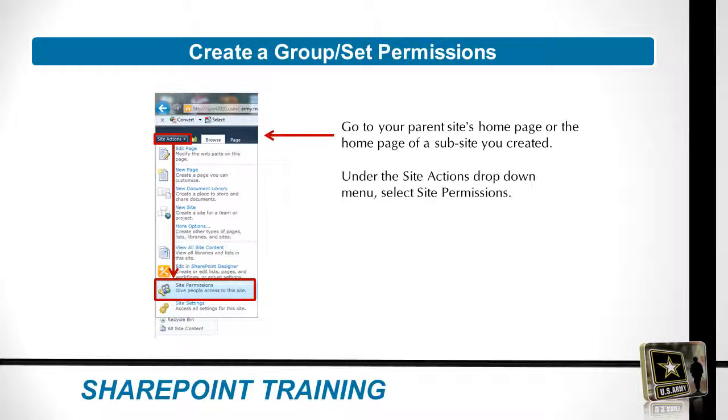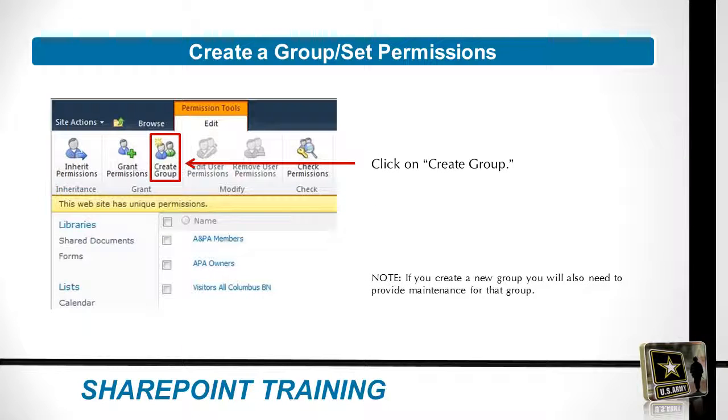Go to your site homepage or the homepage of a subsite you created. Under the Site Actions drop-down menu, select Site Permissions. In this example, we're creating a new group for AMPA. On the next screen, the Permission Tools tab allows you to inherit permissions, grant permissions, or create a group. Click on Create Group.